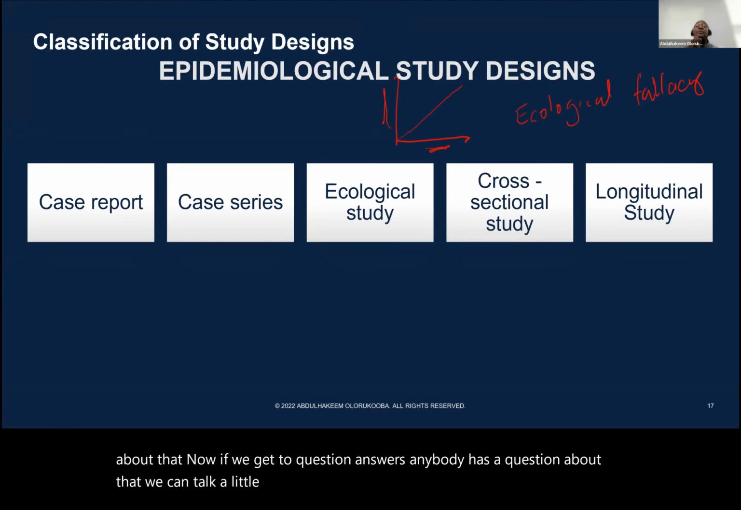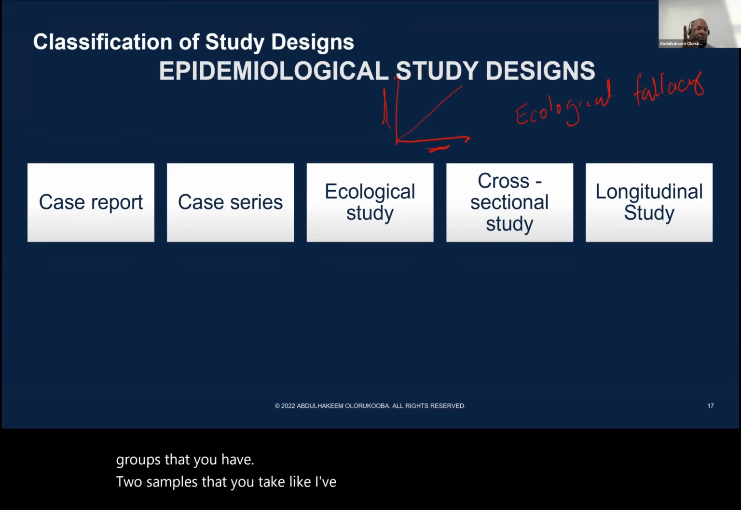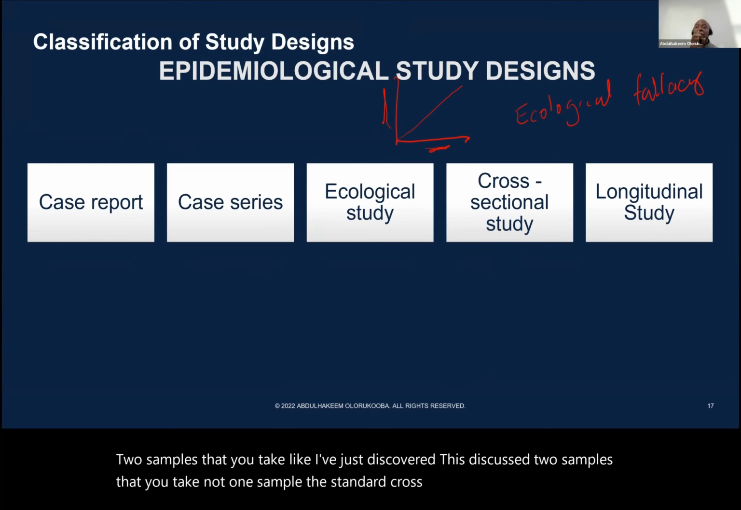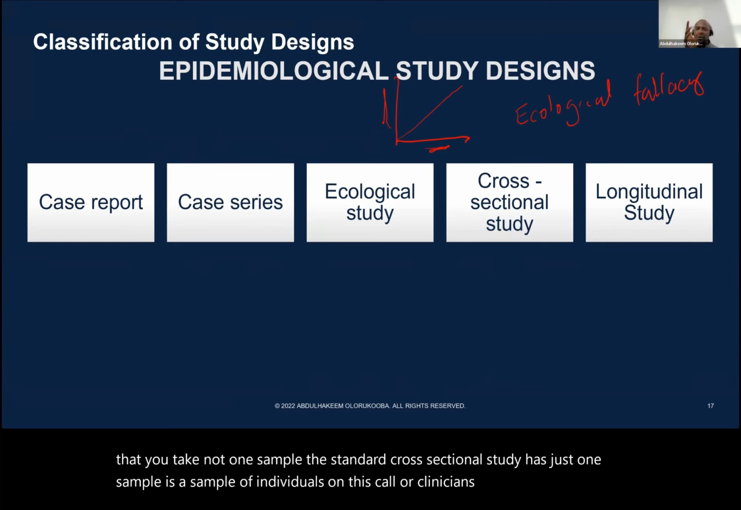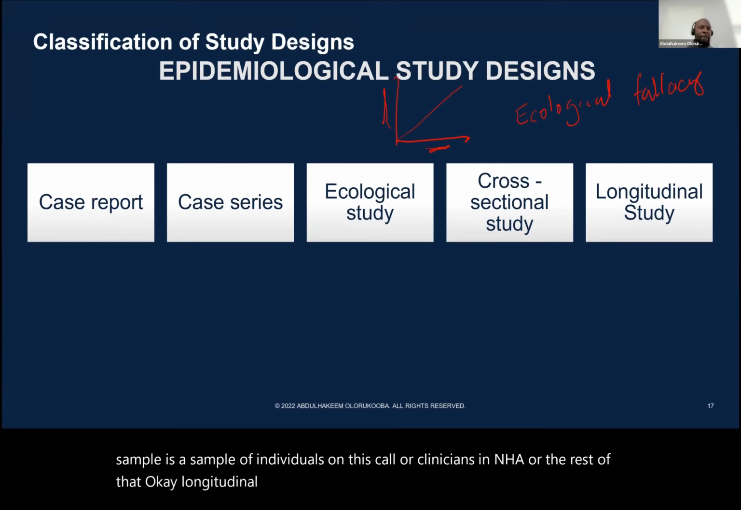But in a comparative cross-sectional study, you have two groups, two samples that you take, like I've just discussed, not one sample. The standard cross-sectional study has just one sample. It's a sample of individuals on this call or clinicians in NHA or the rest like that. Okay. Longitudinal study.